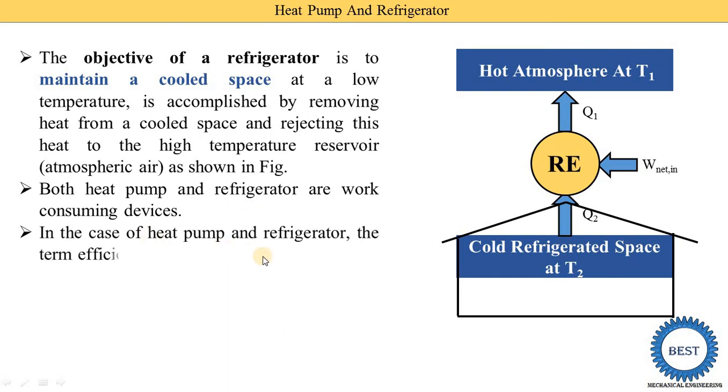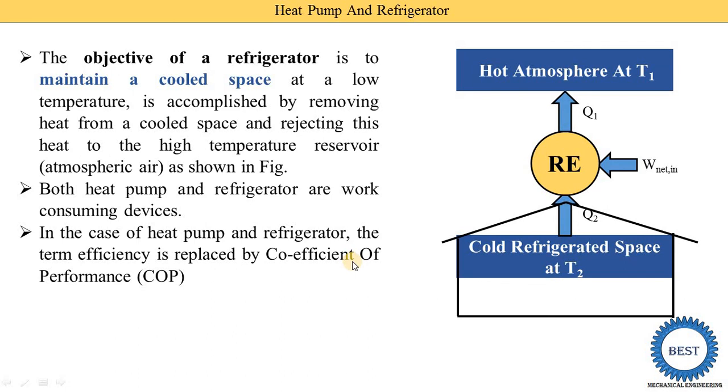In the case of a heat pump and refrigerator, the term efficiency is replaced by the coefficient of performance. Okay, so here the coefficient of performance word is used instead of efficiency. So in a heat engine we find out the efficiency. Okay, but in a heat pump and refrigerator we do not find out the efficiency, but we find out the COP. The full form of COP is the coefficient of performance.